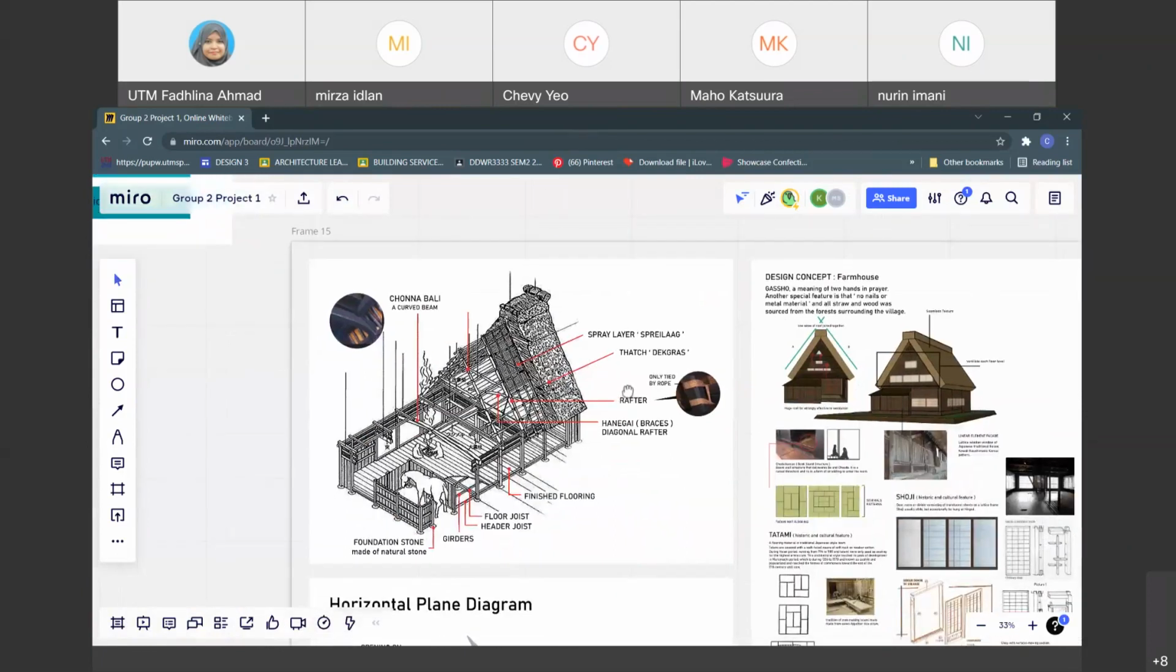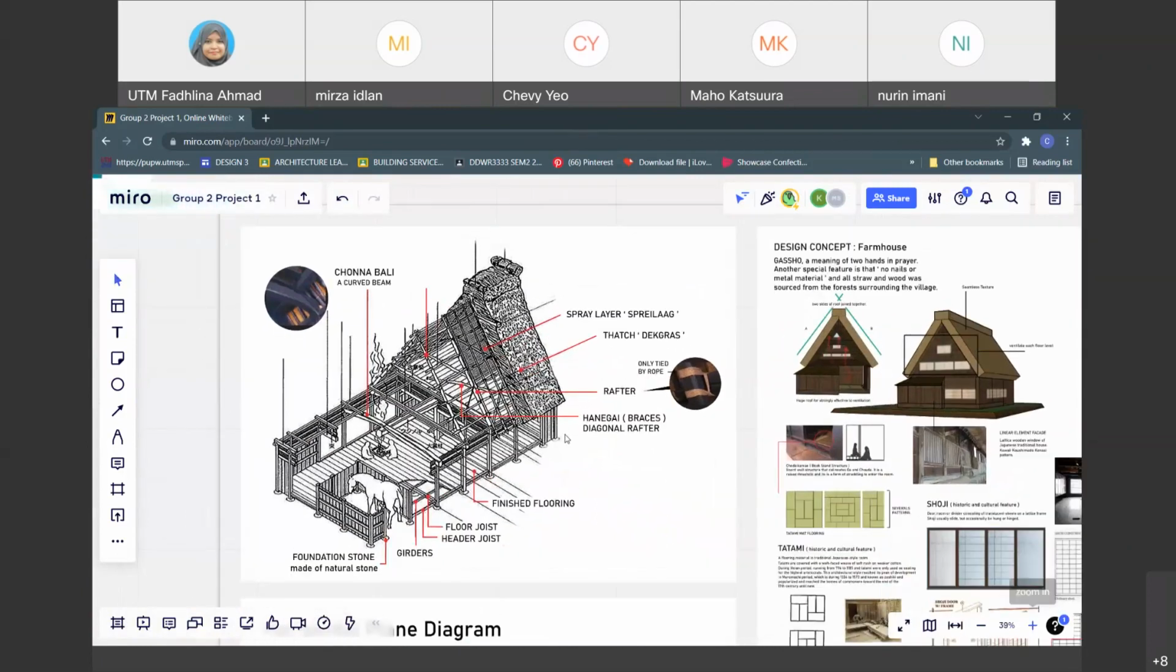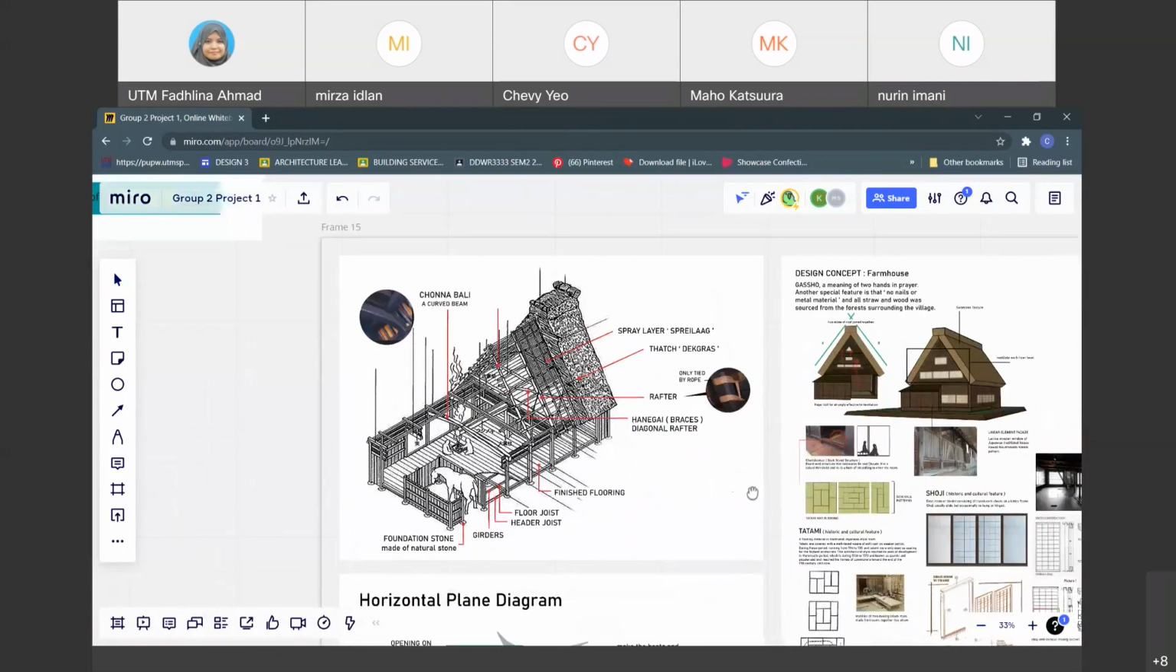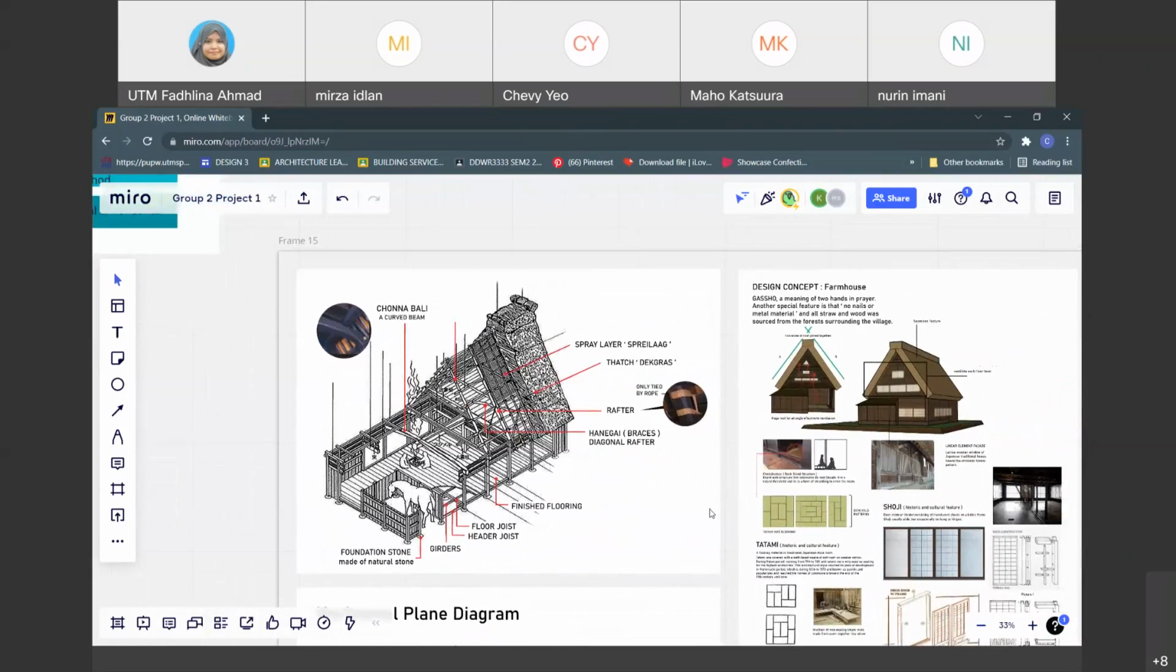Hello. Okay, so for now, I'm presenting about the vertical and horizontal elements of this house. But actually, I'm also repeating the information of the others. So, is it okay, doctor? What are the things that haven't been mentioned?